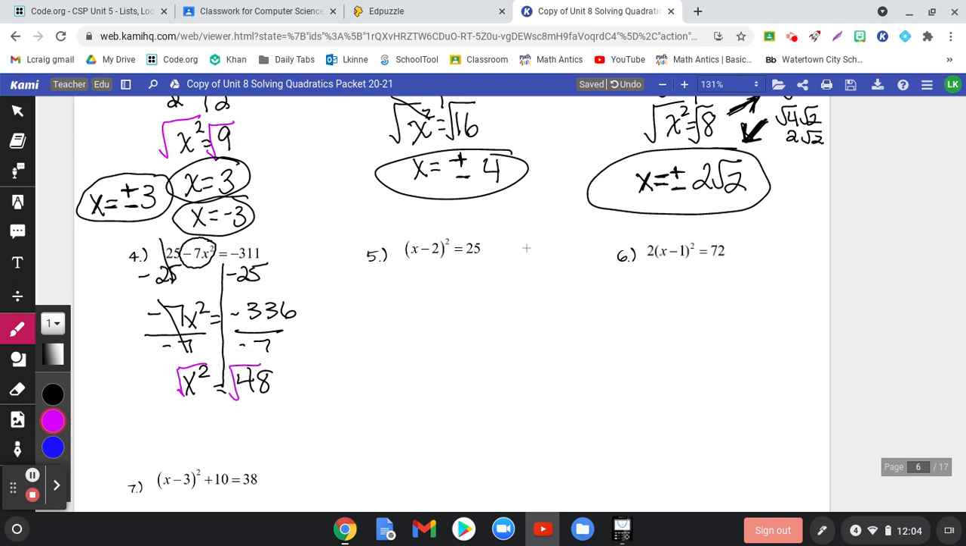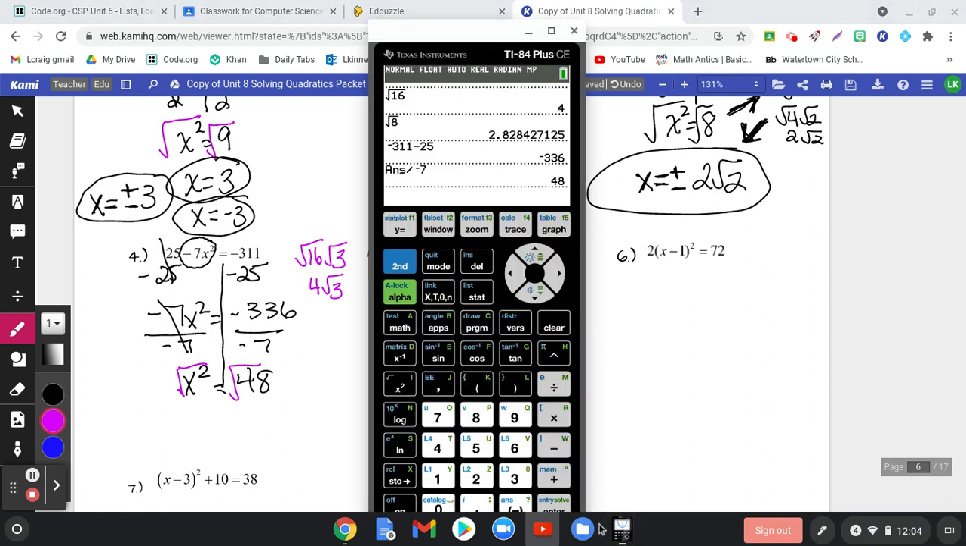So again, you could say, all right, 48 is the same as 16 times 3, so you could do it that way. Square root of 16 is 4 radical 3. Maybe it's not easy for you to do that in your head, so if you go to y equals 48 divided by x squared, and write that down as I tell you.